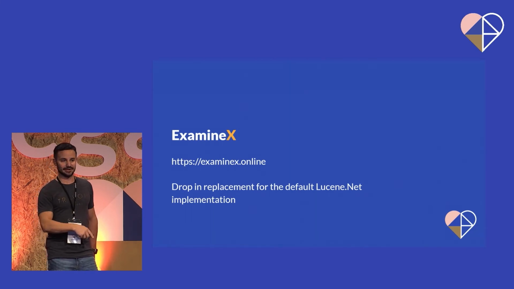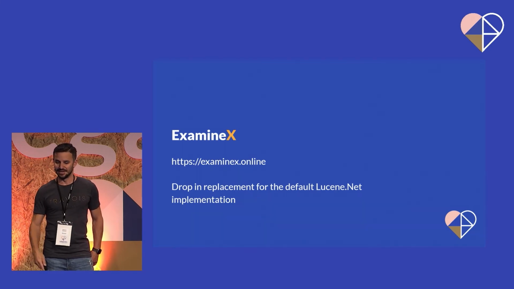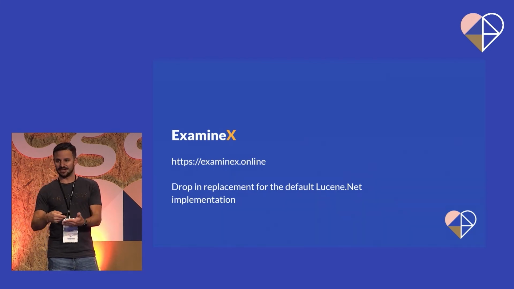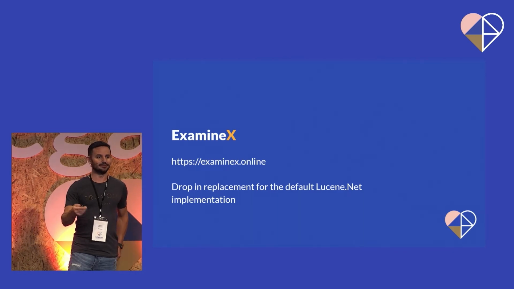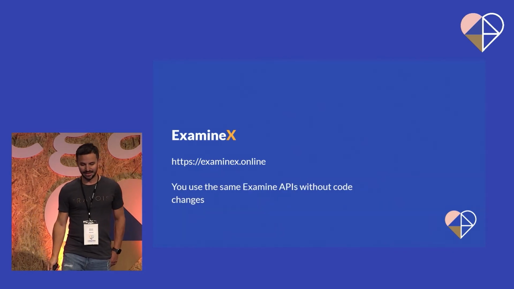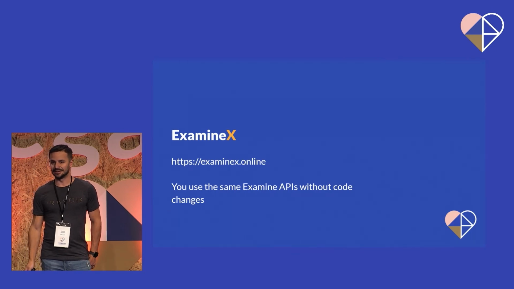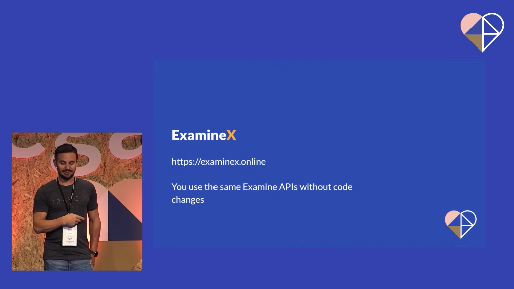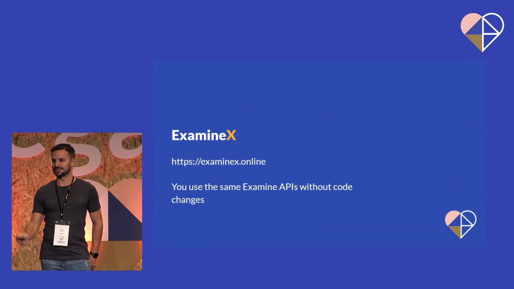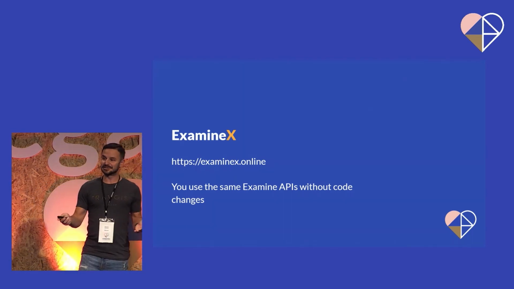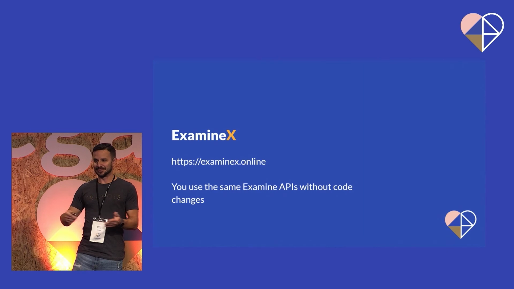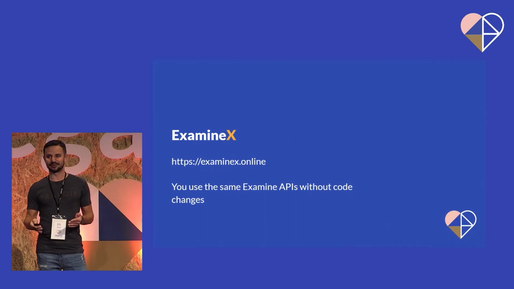So if you install ExamineX on top of your Umbraco sites, it will just change what the underlying provider is. So instead of Lucene, it will be whatever search as a service product that you want, as long as it is supported. And because it's an abstraction, if you're using Examine APIs, it means you can just continue to use the exact same Examine APIs that you want, and it will just work. Obviously, if you're casting to the underlying provider and using those specific features, that won't just work. It's not a drop-in replacement. So just be aware of that.